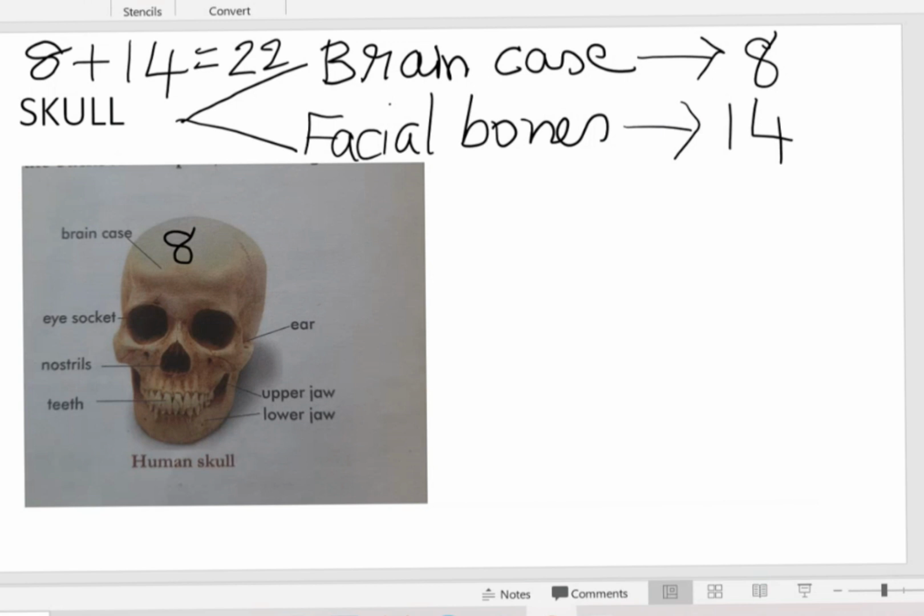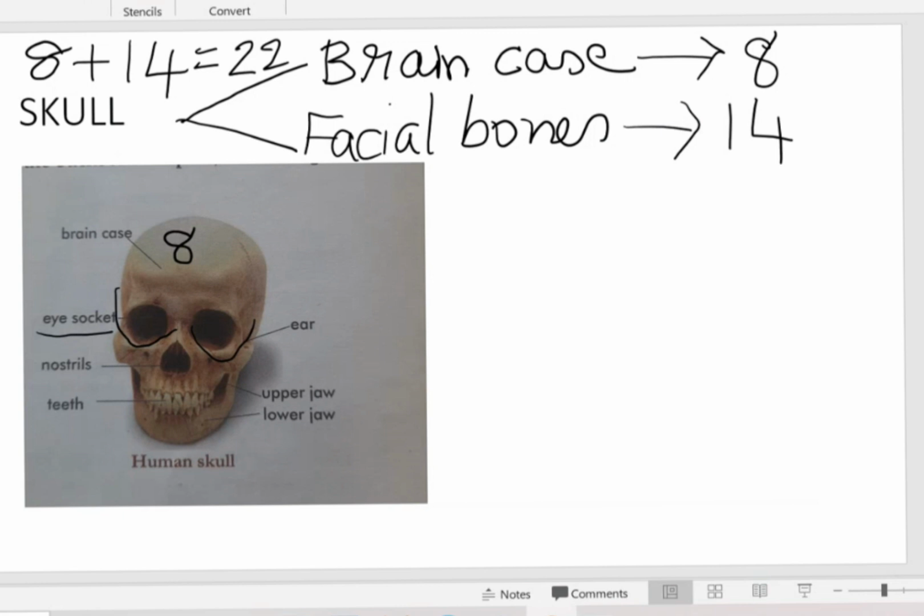So what is the brain case? This is the part of the skull that protects the internal organ, the brain. There are 8 tightly packed flat bones which are immovable, fixed in one place. And this brain case consists of the space or holes for eyes. So you can see here, this is making the space for eyes. These holes are called eye sockets. Inside the eye sockets, your eyes are fixed.